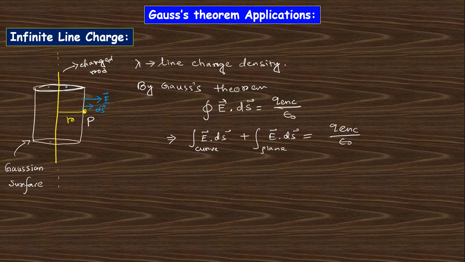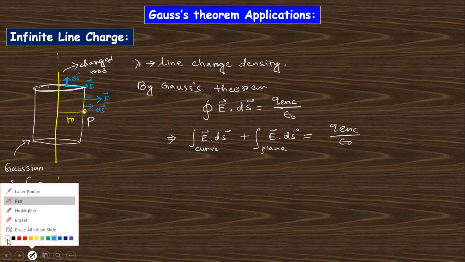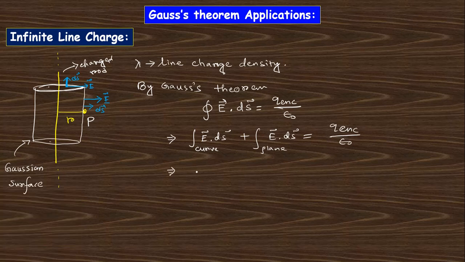But in case of the plane surface, the electric field is along that direction, but the surface is in the perpendicular direction. So in case of the curved surface you can write E ds cos 0, for the curved surface. And in case of the plane surface, you can write E ds cos 90 degree, because there is 90.